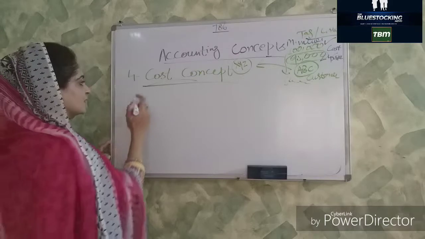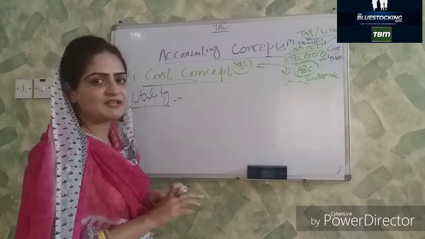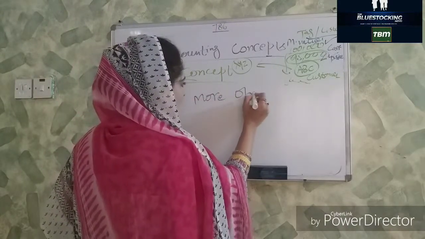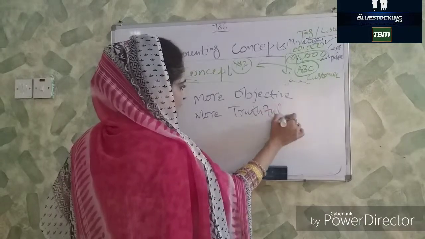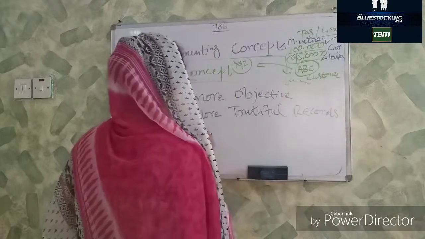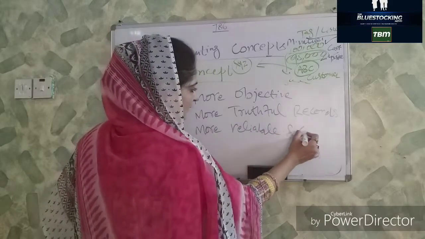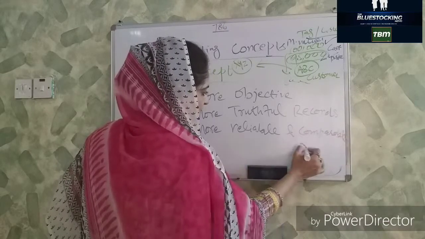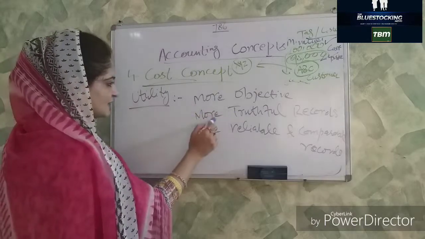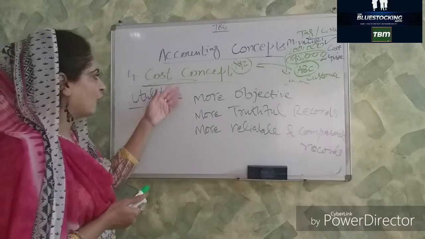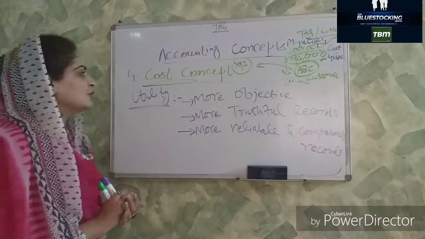Then there comes the utility of this concept. What's the utility of this concept? It's more objective. More truthful records. More reliable and comparable records. This is more objective. More truthful records will be prepared by following this concept in accounting, and more reliable and comparable records would be prepared. So guys, now you know what the cost concept is.